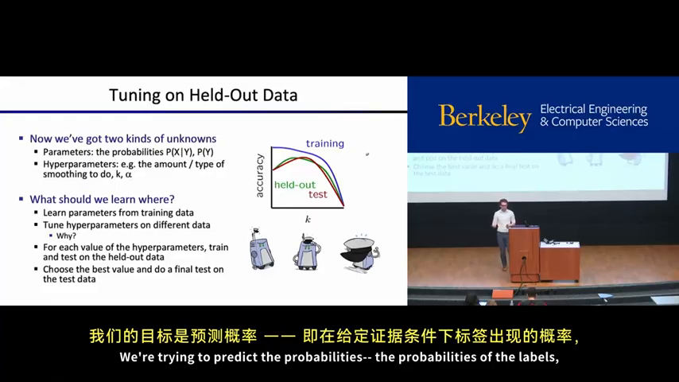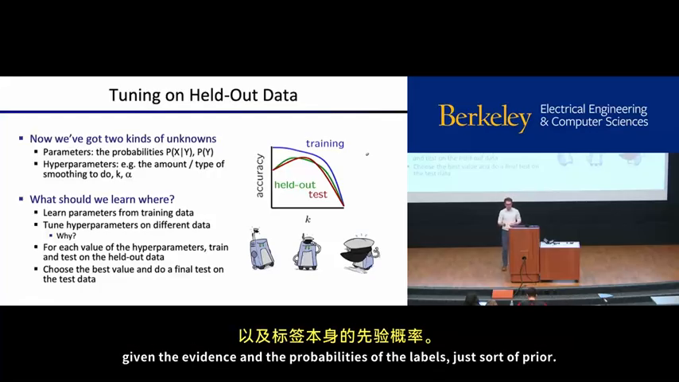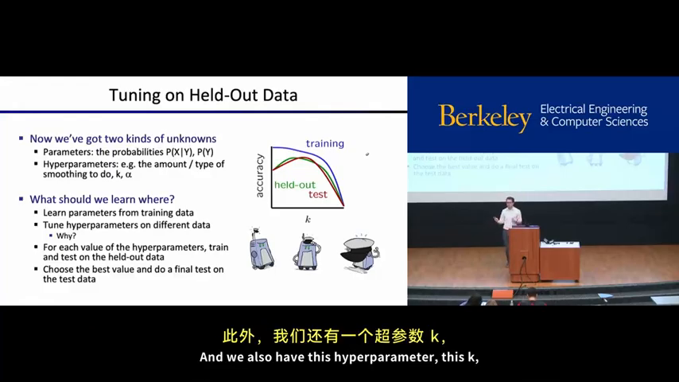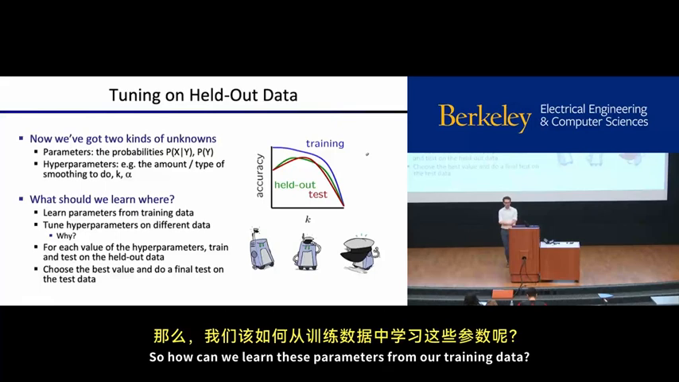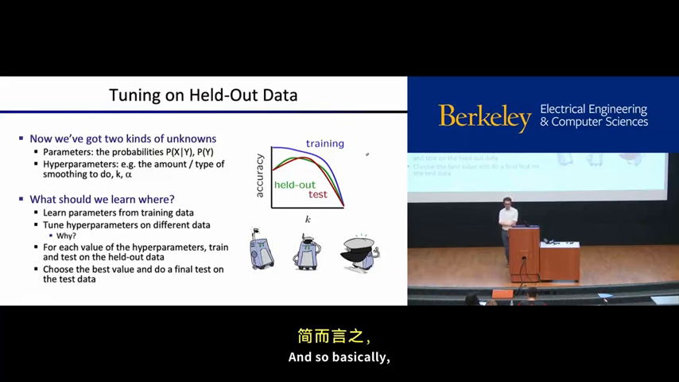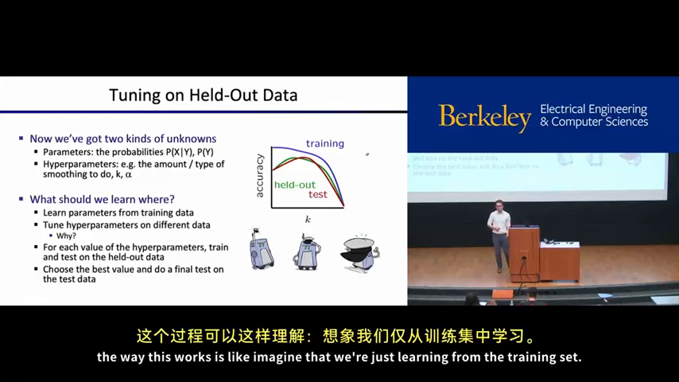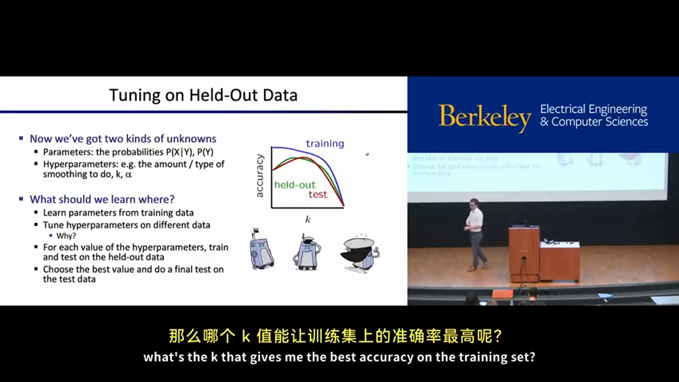So now we've got two kinds of unknowns. We're trying to predict the probabilities of the labels given the evidence, and the probabilities of the labels, the prior. And we also have this hyperparameter, this k, and we're trying to figure out what's the best value for k in order to do this learning. So how can we learn these parameters from our training data? Imagine that we're just learning from the training set. If I'm overfitting to the training set, what's the k that gives me the best accuracy on the training set?